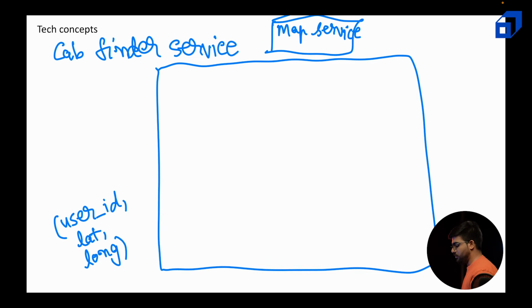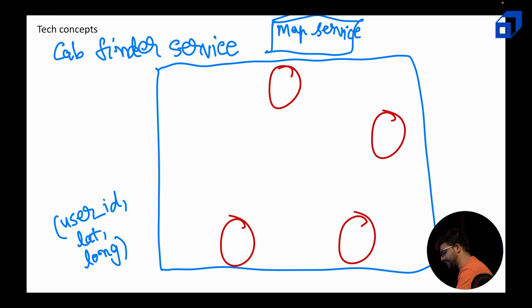Now the cab finder service looks something like a hash ring. I will explain in detail what the hash ring means as well. But to put it into simpler words, there is a distributed service where there are multiple servers. Each of these servers is responsible for a set of chunk IDs. It doesn't matter what chunk ID is. For example, this is server 1, server 2, server 3, 4 and 5.